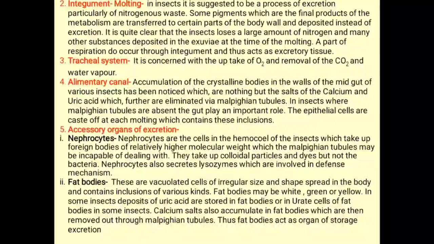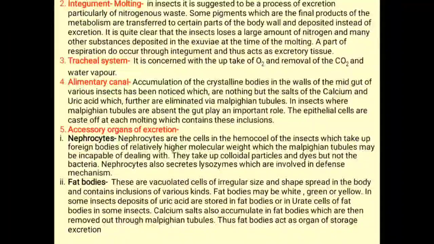nitrogenous waste products. Now in some insects, some pigments which are the final product of metabolism are also transferred to certain parts of the body, especially on the sternal plates. You can find the excretory deposition. For example, in the case of the red cotton bug, you will find alternate red and white sternal plates. So these white sternal plates contain uric acid crystals, and those are permanently stored without harming the body.